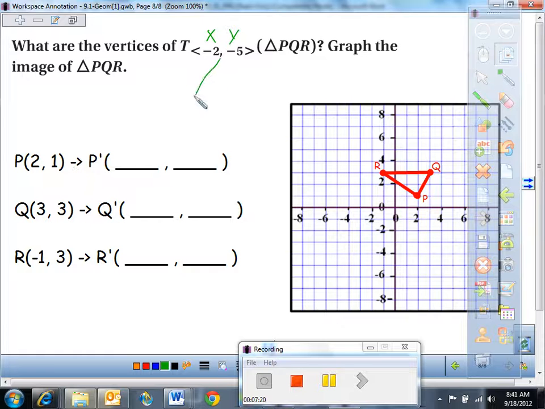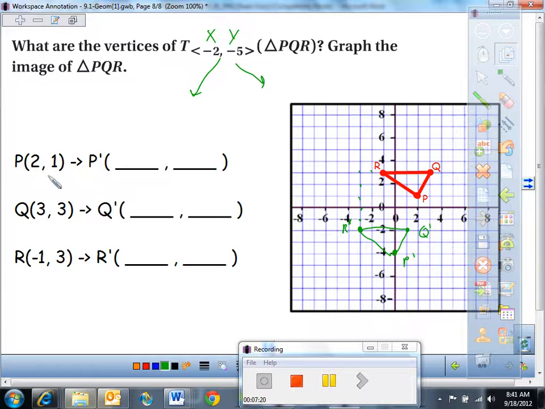Some of you might like to go from here to here, and some of you might like to just go right to the graph. I'm kind of more of a graph person, so I'm going to go back 2, 1, 2, and then down 5: 1, 2, 3, 4, 5. And that's going to be my R prime. And then I'm going to move my Q back 2, and down 1, 2, 3, 4, 5. And then P is back 2, down 1, 2, 3, 4, 5. And then we can go ahead and connect. And then you should always label your points. So this would be Q prime, and this is going to be P prime.